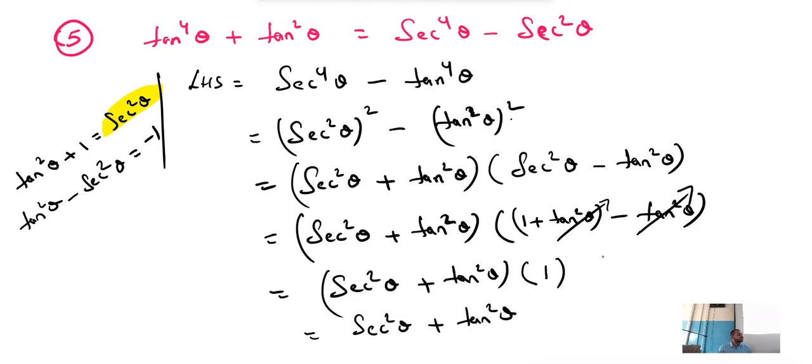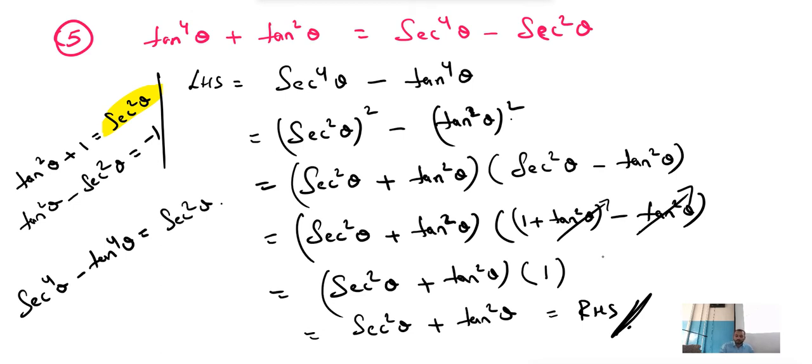Now, please observe here. What did we take as LHS? We assumed LHS as secant power 4 theta minus tan power 4 theta. Now, what answer did we get here? Secant square theta plus tan square theta. Now, can we take this as RHS? What did we take as LHS? Secant power 4 theta minus tan power 4 theta. And what did we get as RHS? Secant square theta plus tan square theta. Correct?